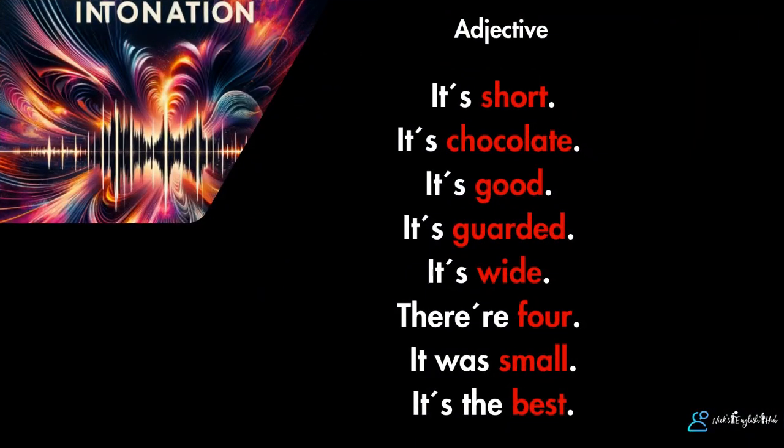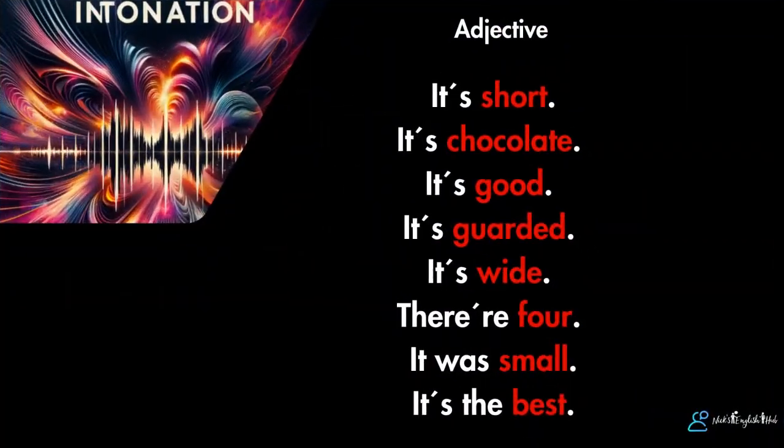Let's start with emphasizing the adjectives or stressing the adjective when it's present. So here you see this list of phrases. You have it's short. You'll notice how it goes from low to high. It's short. It's chocolate. It's good. It's guarded. It's wide. Therefore, it was small. It's the best. It's always going to go low, high, low, high. Notice how I stress or I emphasize the adjective, right?